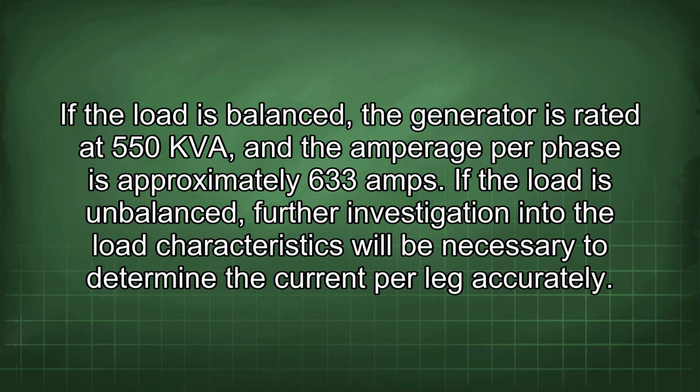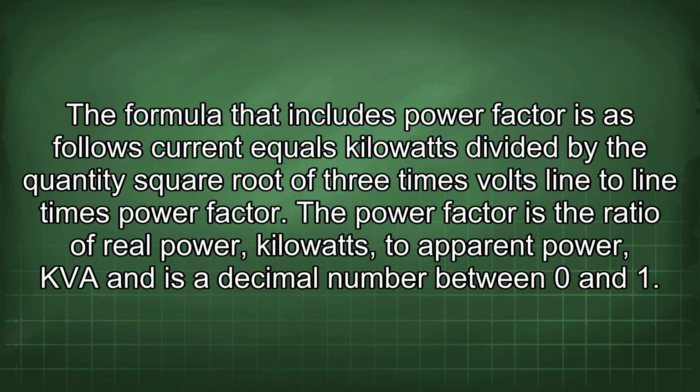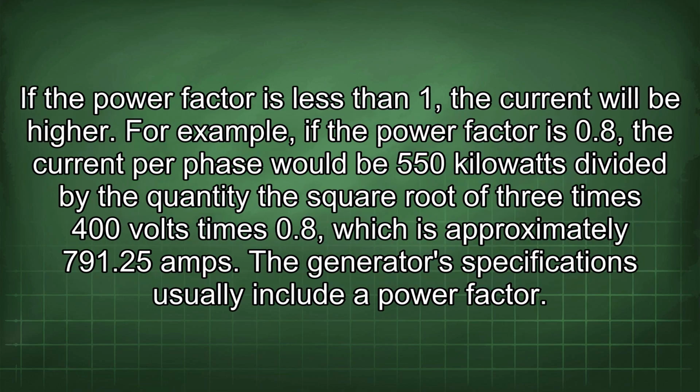Keep in mind that the formula used to calculate amperage assumes a purely resistive load and doesn't account for power factor. In real-world applications, the power factor is rarely 1, and this affects the amperage calculation. The formula that includes power factor is as follows: current equals kilowatts divided by the quantity, square root of 3 times volts line to line times power factor. The power factor is the ratio of real power, kilowatts, to apparent power, kVA, and is a decimal number between 0 and 1. If the power factor is less than 1, the current will be higher.